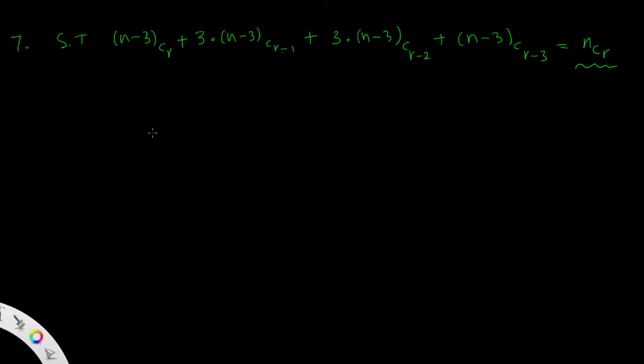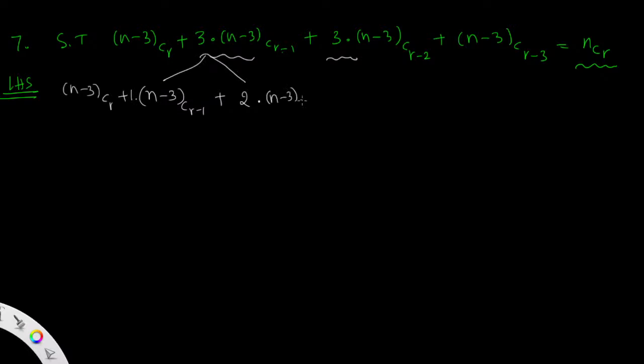Take the LHS, whatever we have, and simplify it in the form of nCr. (n-3)Cr plus this 3 times; I am splitting into one term as it is and remaining 2 times. (n-3)C(r-1) plus 2 times (n-3)C(r-1), and again this one also the same: 2 times (n-3)C(r-2) plus 1 time (n-3)C(r-2) plus (n-3)C(r-3).